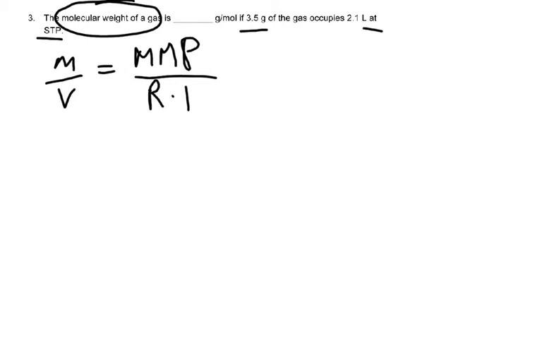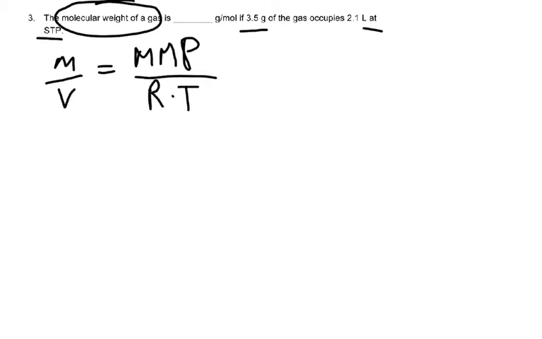So here are the options that we have for this. You know that from the density formula, mass over volume is equal to the molar mass times the pressure divided by R times T.